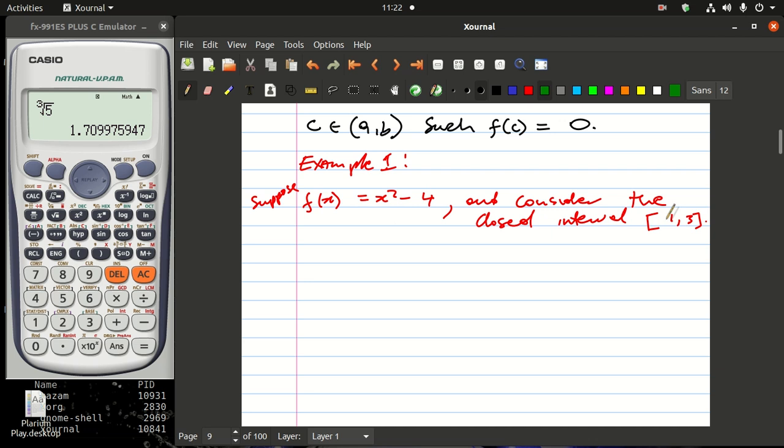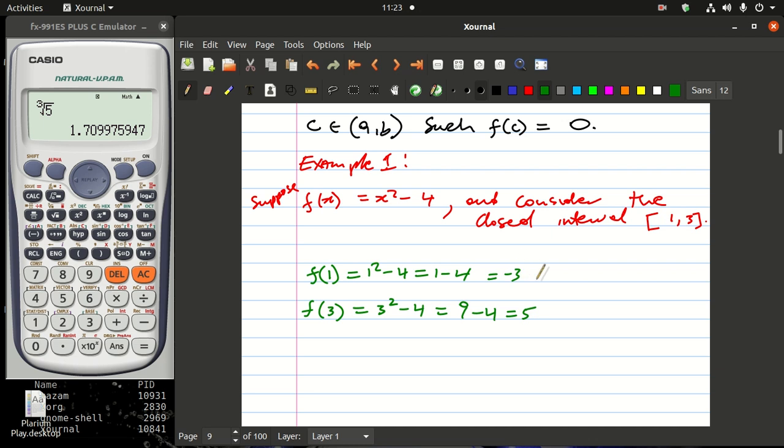I'm going to take this and plug it in that function. So I'm going to end up having f of 1. And if I'm plugging f of 1 here, I will end up getting 1 squared minus 4, which is 1 minus 4, which is equal to minus 3. And if I'm plugging in f of 3 into this function, I will get 3 squared minus 4, which is the same as 9 minus 4, which is a 5.